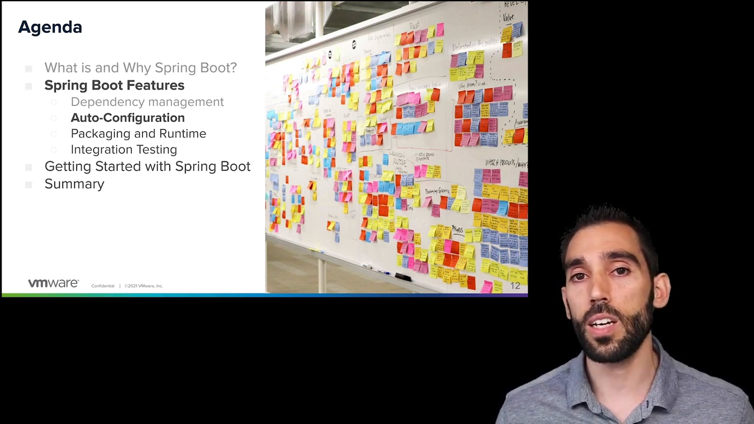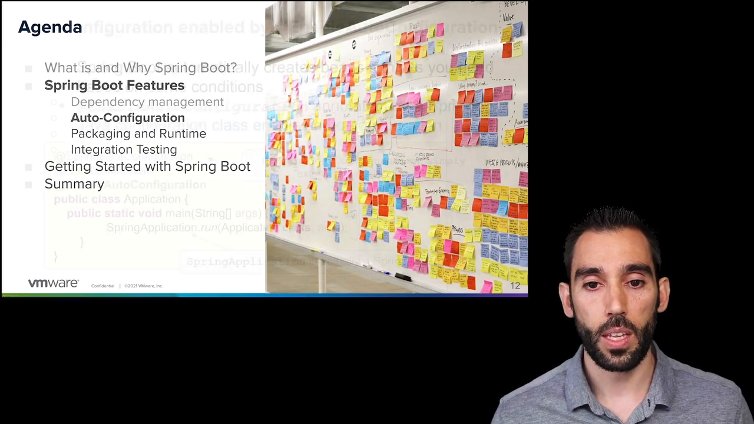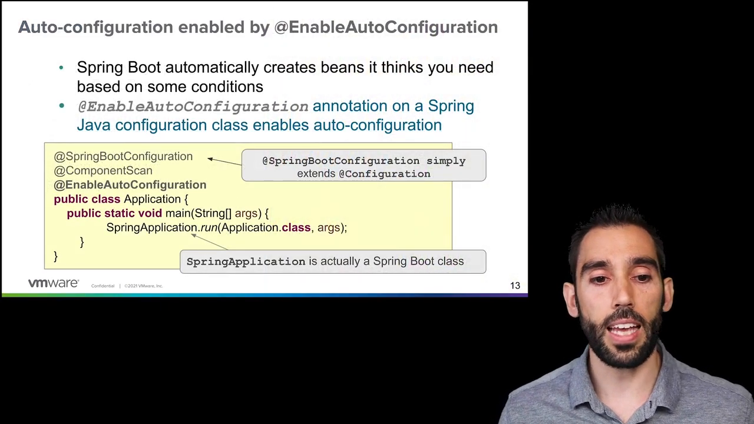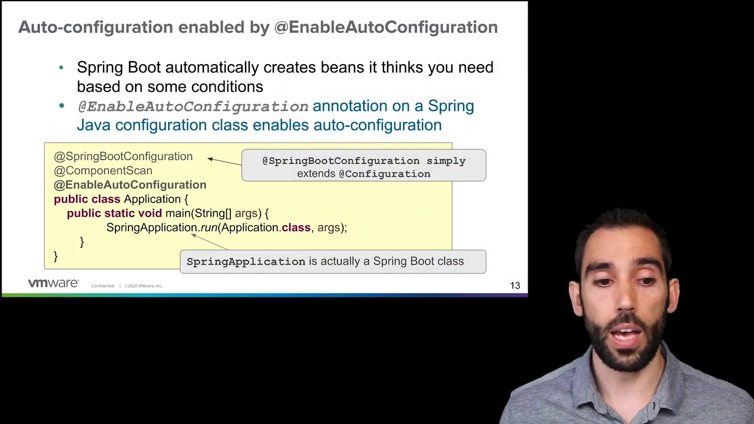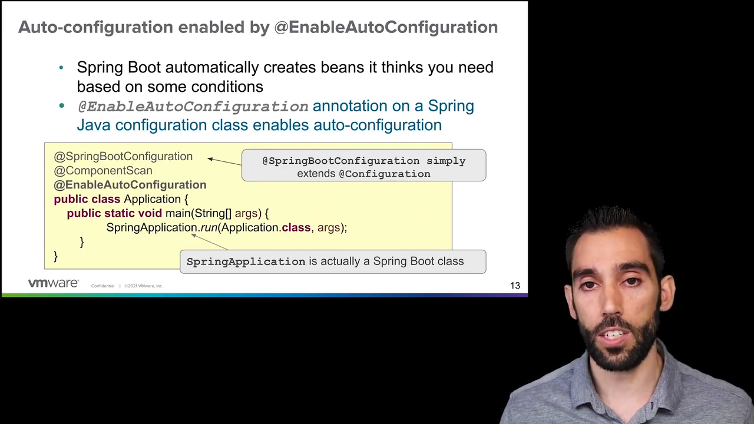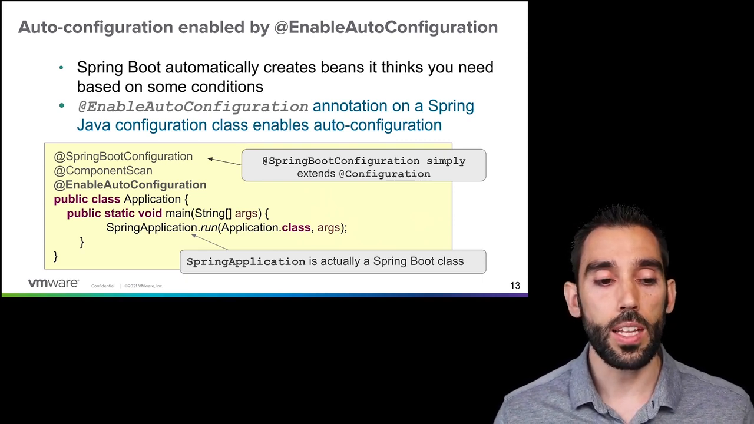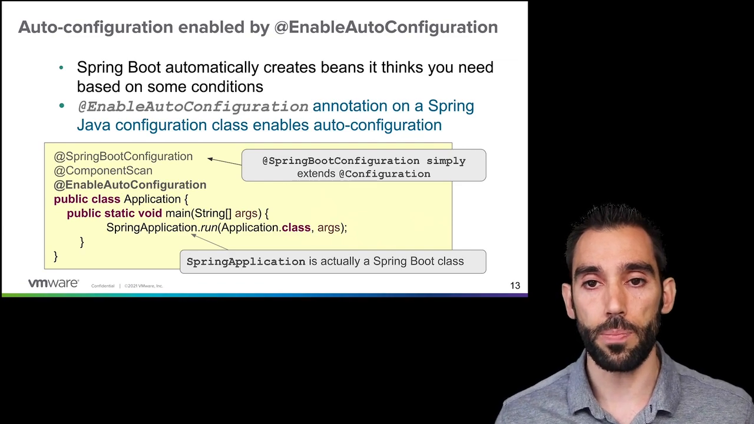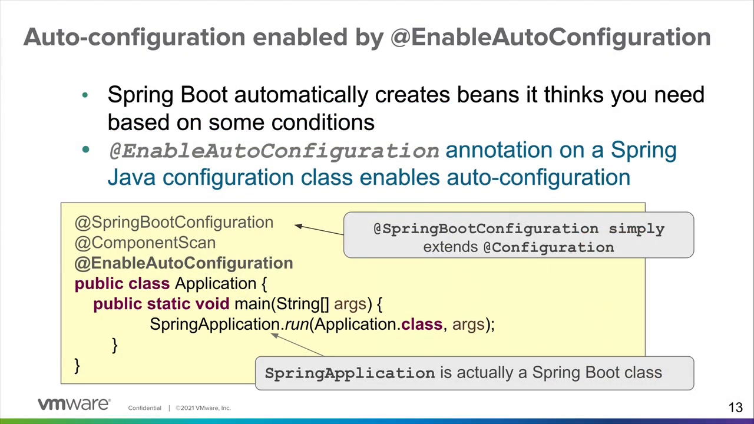Now, let's take a look at auto configuration. We have already seen the @Configuration annotation. We have seen the @ComponentScan annotation, and now we're going to introduce the @EnableAutoConfiguration annotation. This is where all the magic happens. This triggers the auto configuration of your application. So you'll see all these three annotations used in combination, usually together.